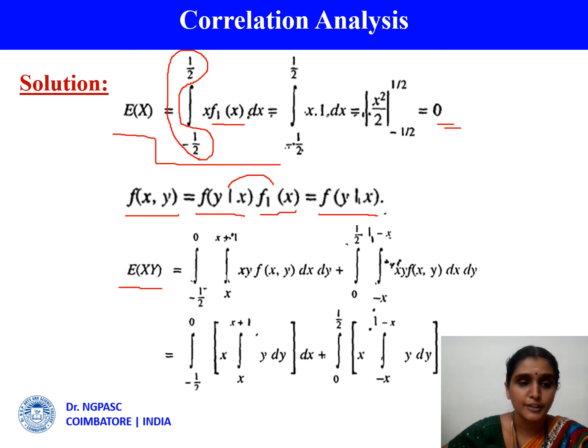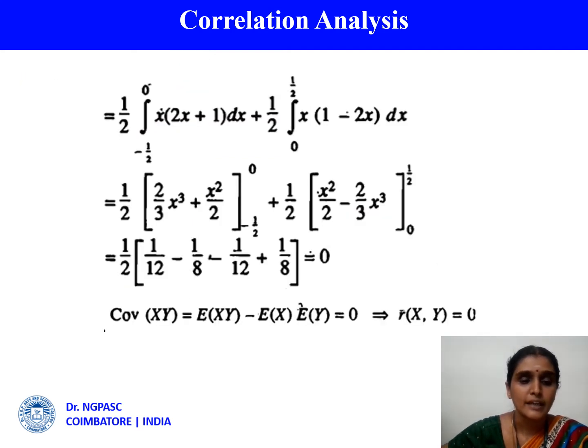It is double integration x into y into f of x comma y into dx into dy. So in the question, the limits of x and y are given as two set of limits. So we are splitting the integration into two and substitute the respective limits here. After simplification, you will get these results. That is, expectation of x into y is equal to 0.